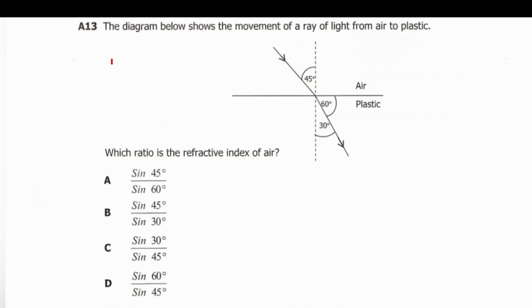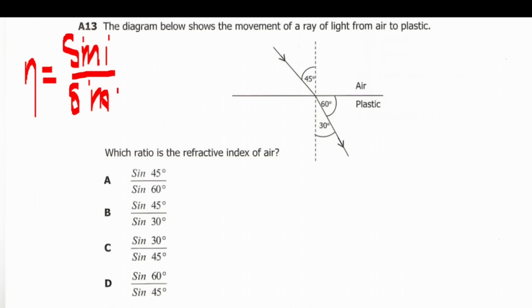So 13 reads, the diagram below shows the movement of a ray of light from air to plastic. So there's this ray here moving from air to plastic. Then they are saying, which ratio is the refractive index of air? We know that refractive index is equal to sine of the angle of incidence divided by sine of the angle of refraction.